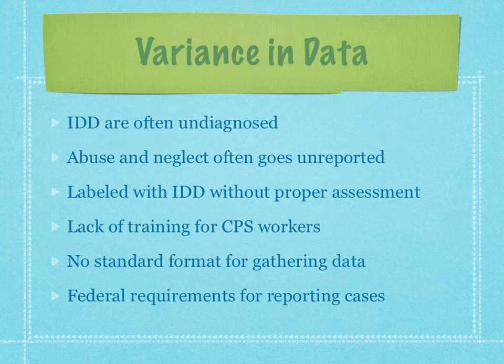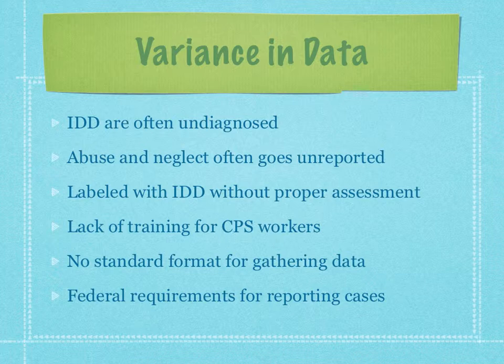It becomes important then to explore the reasons why such varied data may exist. One reason for this discrepancy is that IDD is often undiagnosed. In addition, those with diagnoses often go unreported to Child Protective Services. Children may be labeled as having a disability, but have never been given a proper assessment or diagnosis by a trained professional. This is a result of another dilemma when it comes to tracking rates of IDD, and that is the lack of properly trained CPS workers in the field. CPS being Child Protective Service workers.